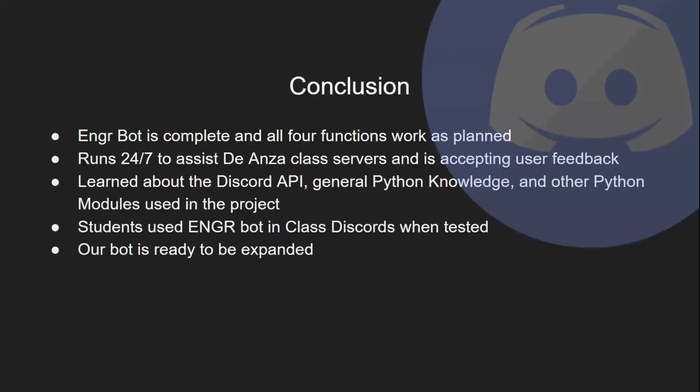Okay, so in conclusion, the bot is complete. It's up to spec for what we planned. All 4 functions work. It's running 24/7. It's now accepting user feedback. Overall, we learned about the Discord API.